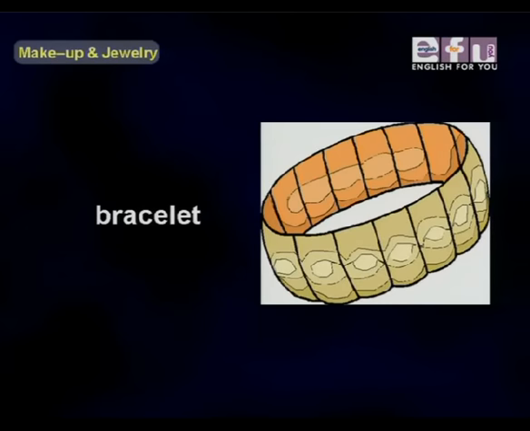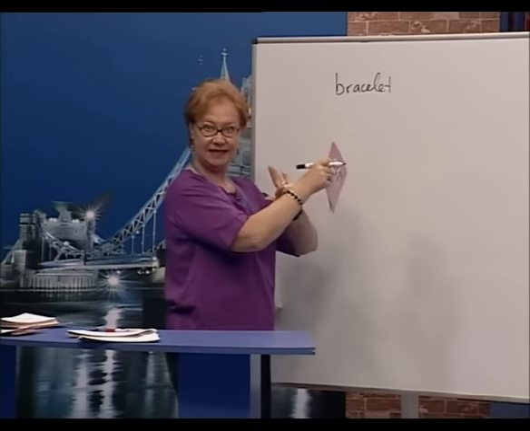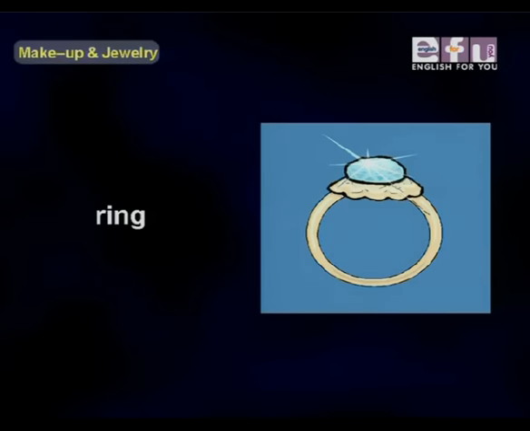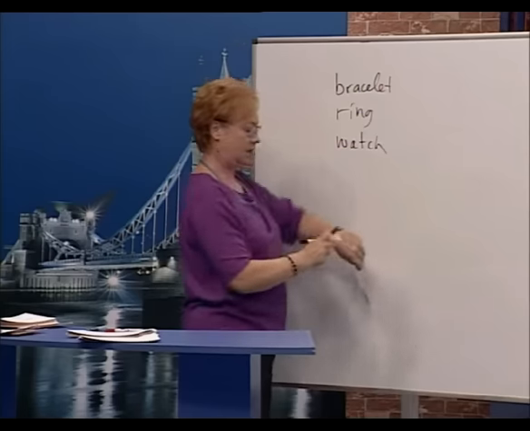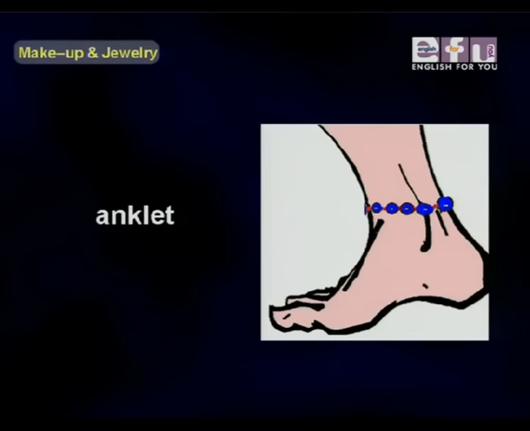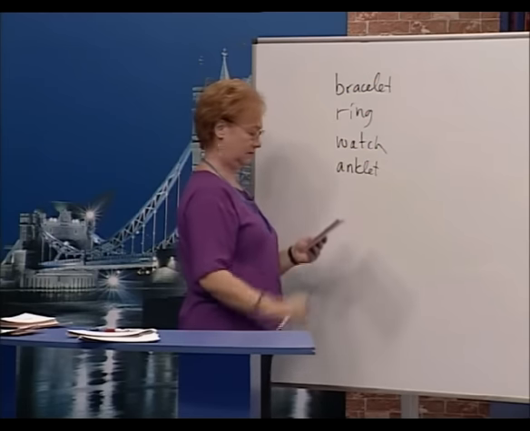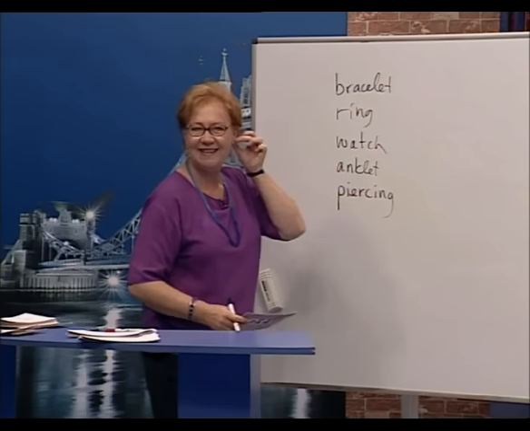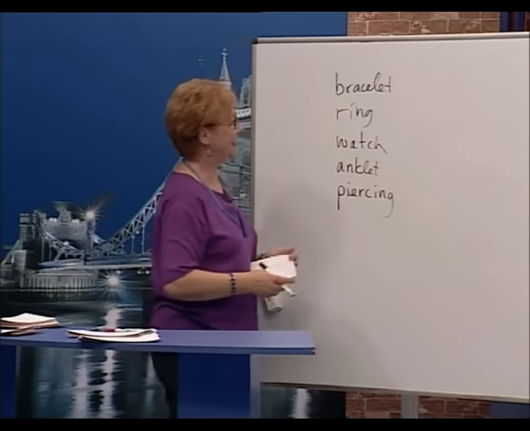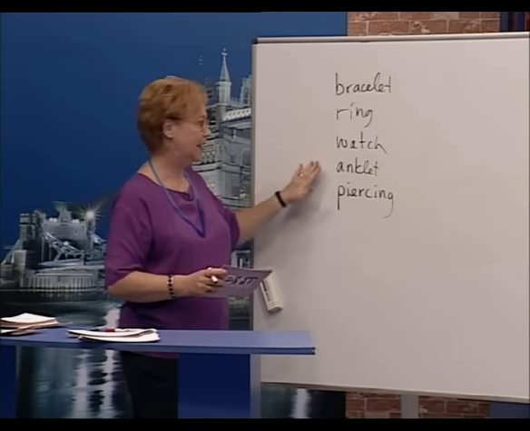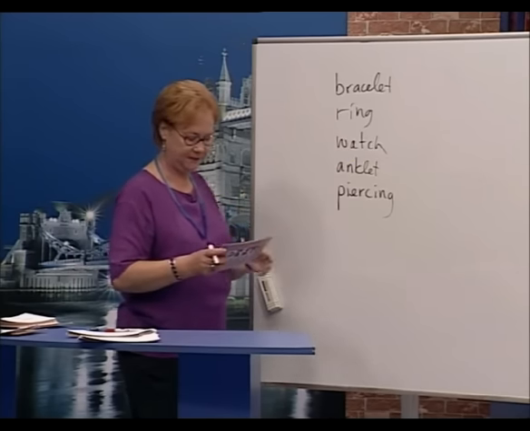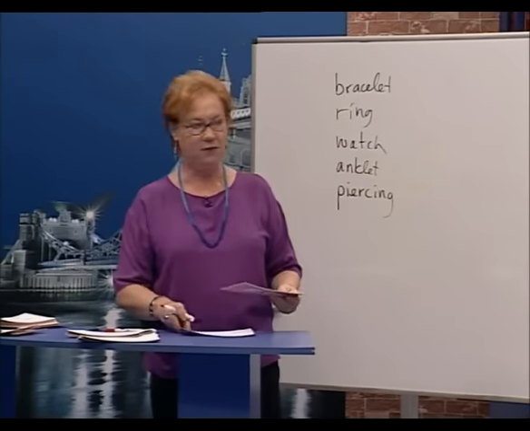Now, let's talk about some more vocabulary for jewelry. Here are some new words. Bracelet. Ring. Watch. Anklet, and piercing. This is a piercing. I don't have any piercings here. Okay, again: bracelet, ring, watch, anklet, and piercing.